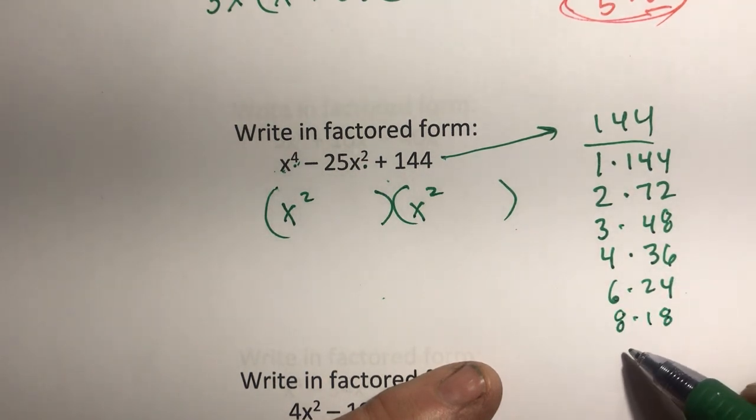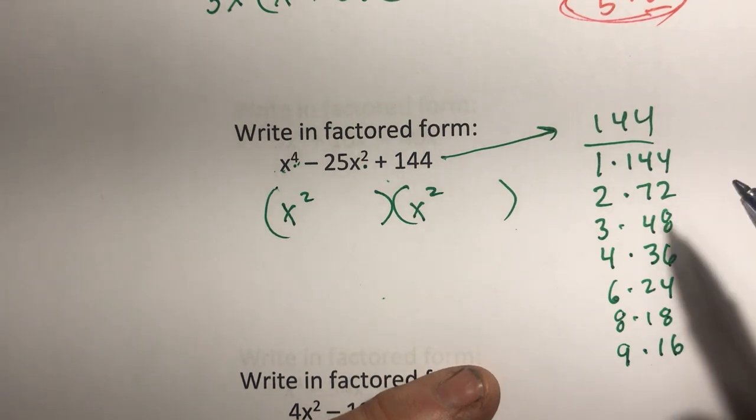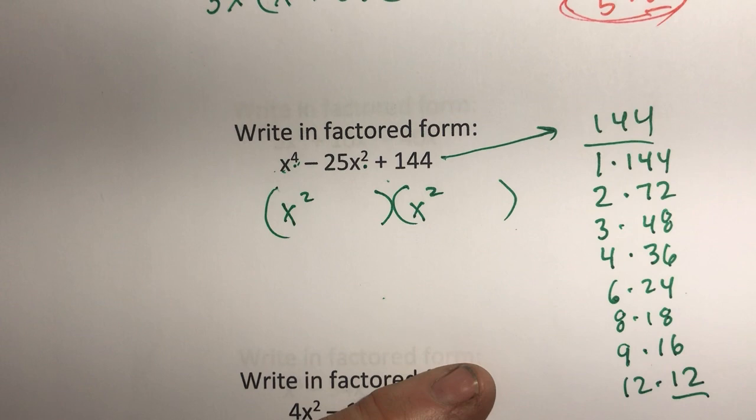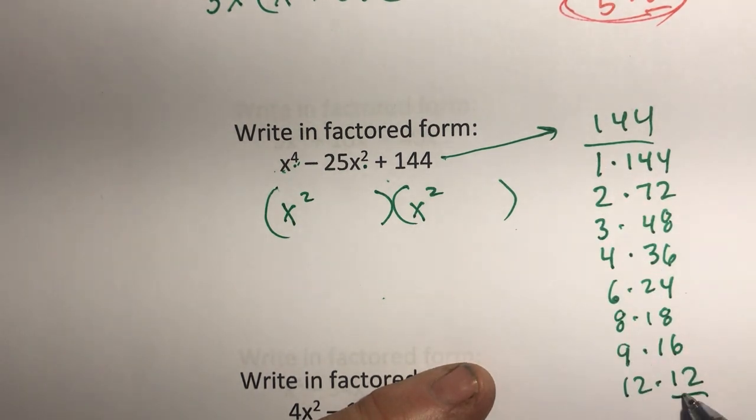144 divided by 9 is, let's see here, 16. 144 divided by 10 is a decimal. 144 divided by 11 is a decimal. 144 divided by 12 is 12. And there you go, I got a number over here on this side, so that's all of them. So I just keep going, 1, 2, 3, 4, 5, 6, 7, 8, 9, 10, 11, 12, till I get to a number on this side, and I'm finished.